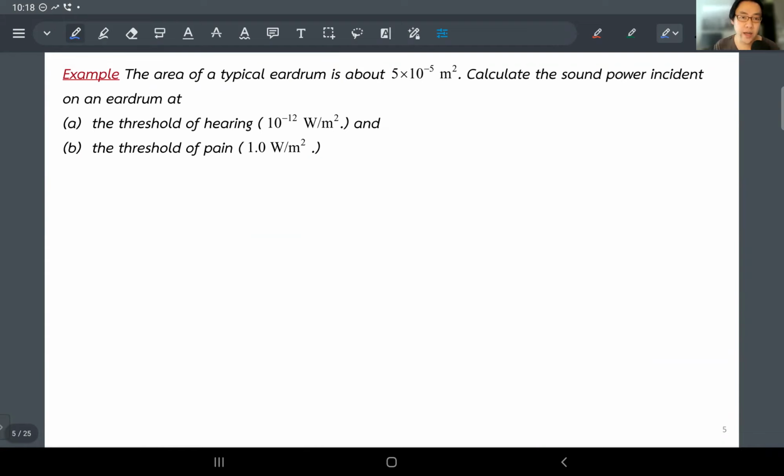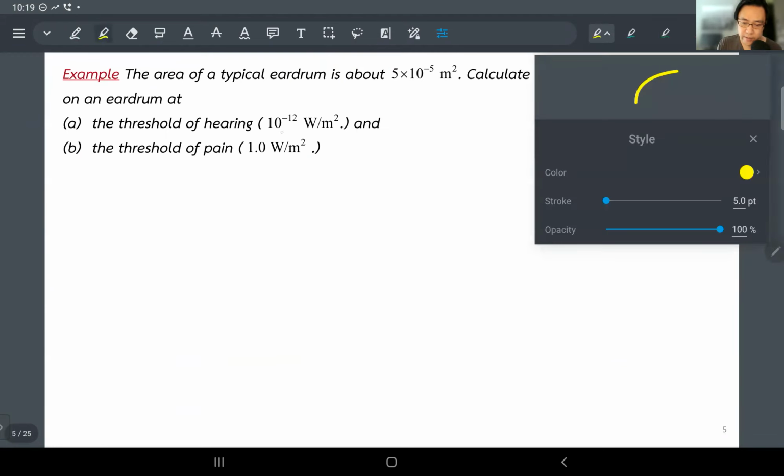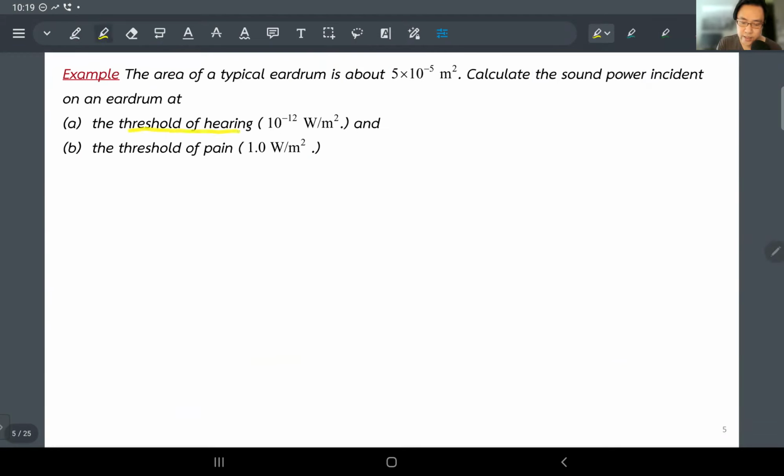Look at this. You have the area of a typical eardrum, which is pretty realistic, about 5 times 10 to the negative 5 square meters. Calculate the sound power incident on an eardrum at the threshold of hearing. This is a good-to-know number. On average, humans start hearing sounds when the intensity that falls upon the eardrum is about 10 to the negative 12 watts per square meter. So these are numbers that we're going to use.